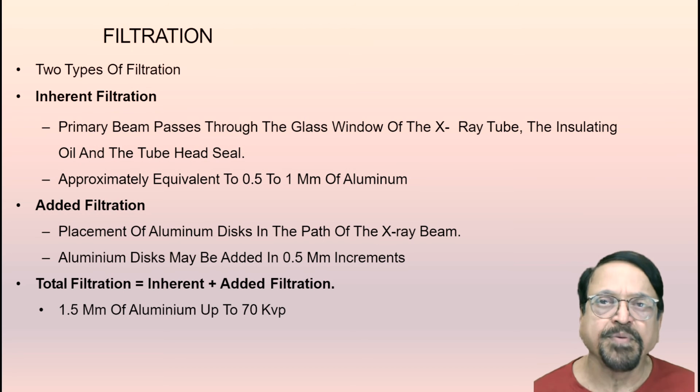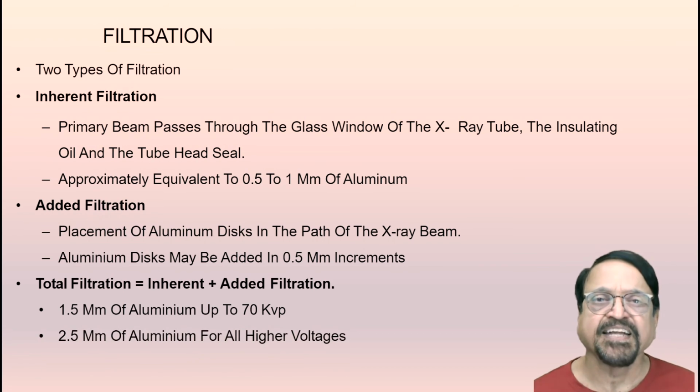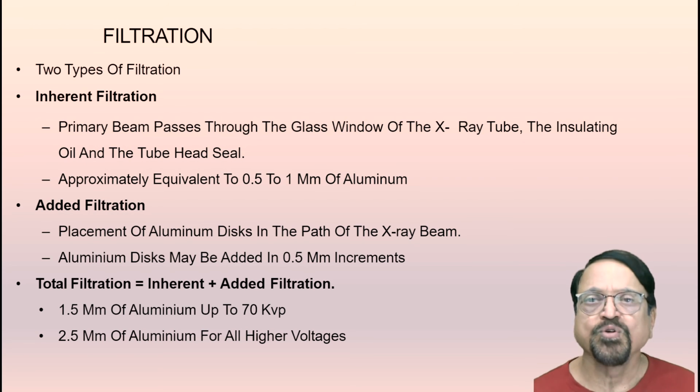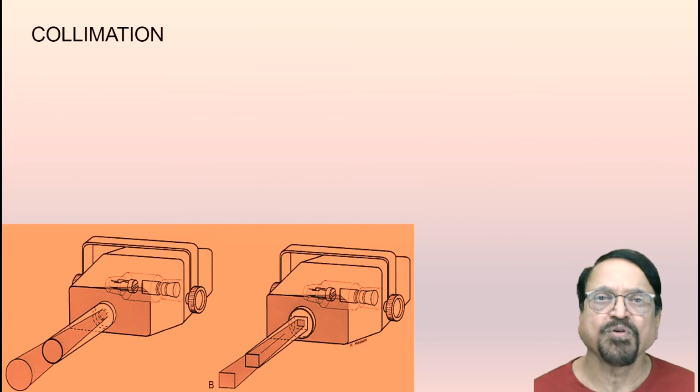That will give a total filtration of 1.5 mm of aluminium up to 70 kV, which is our standard required for routine adult radiography, and 2.5 mm of aluminium for the higher voltages. But for all practical purposes, you can take it as 0.5.